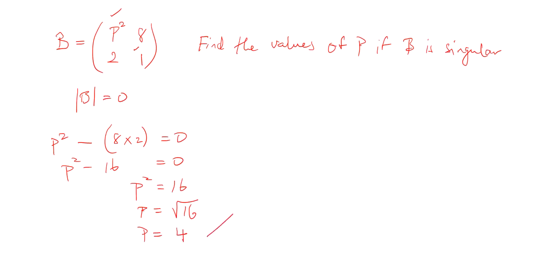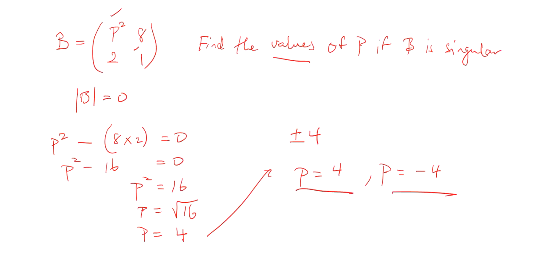Now here's the thing. Whenever you find the square root of a number, the answer is actually plus or minus 4. So P could either be equal to 4, or it could be equal to minus 4. That's why the question asks for the values of P. So keep that in mind when you do a question regarding singular matrices. Whenever you have a square root inside there, the square root of a number is always plus or minus something. Right? In this case, the square root of 16 is plus or minus 4. Therefore, P could either be 4 or it could be minus 4. It will still satisfy the equation.